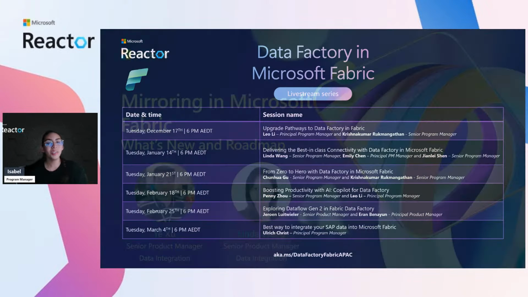Mirroring is about adding a whole external database into OneLake to consume the data there. On top of that, once the data is in OneLake, you can use all those top experiences of Fabric to derive data insights for your external databases. So let's double click into mirroring in Microsoft Fabric.